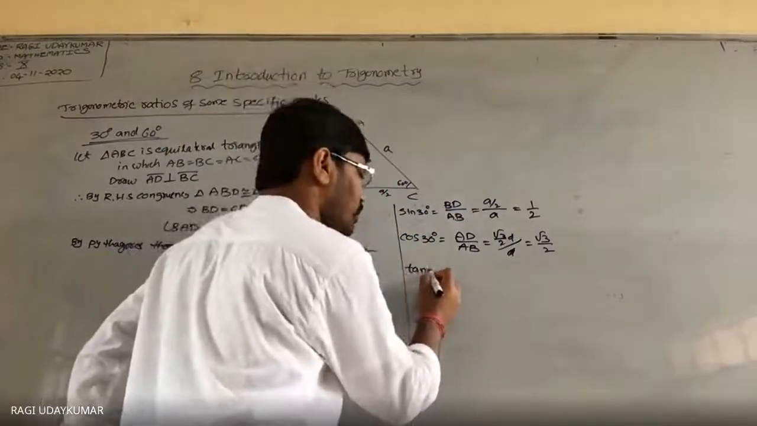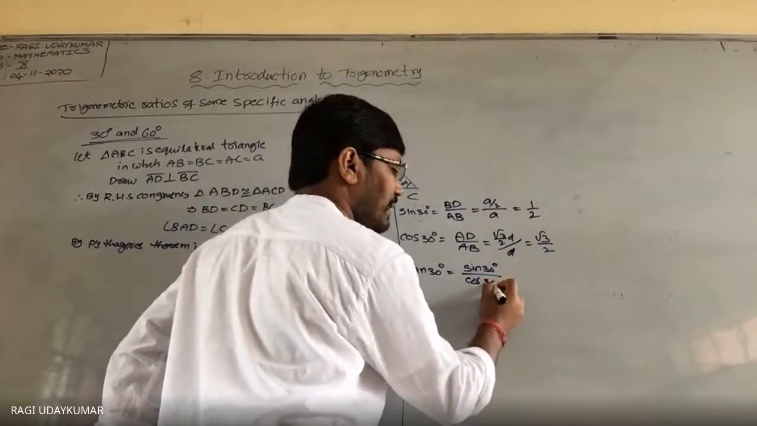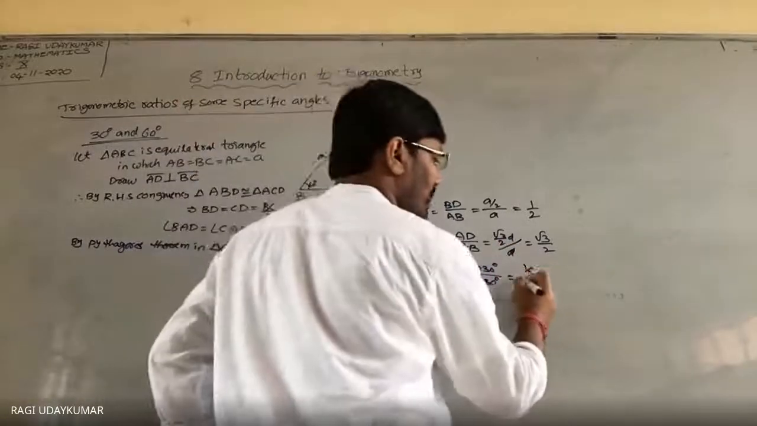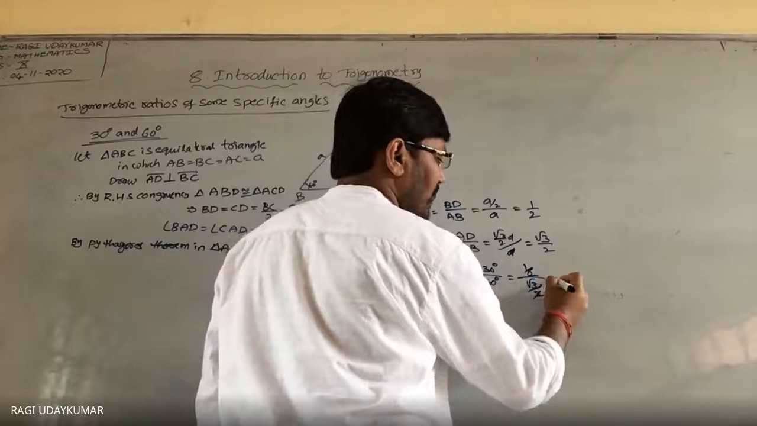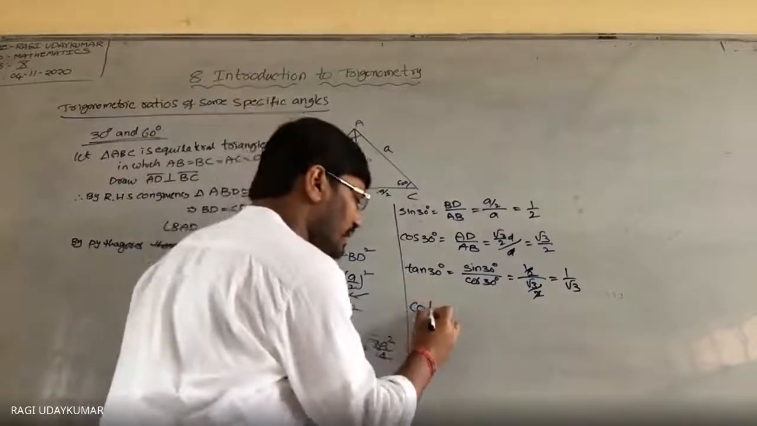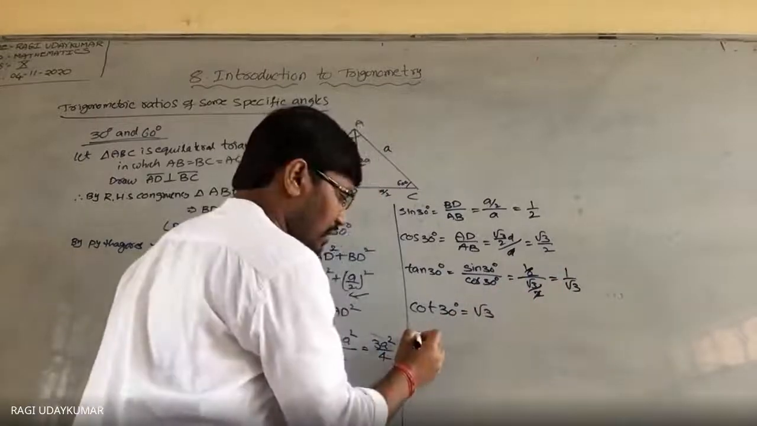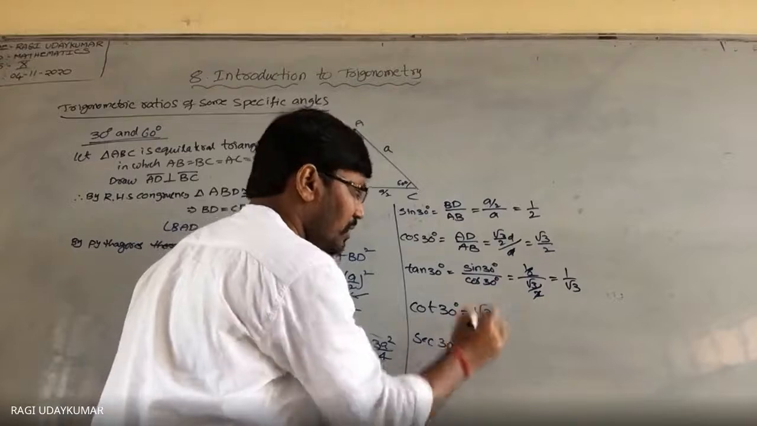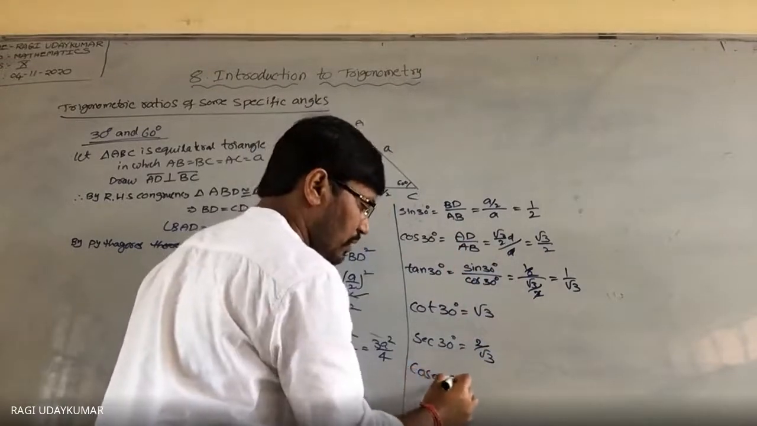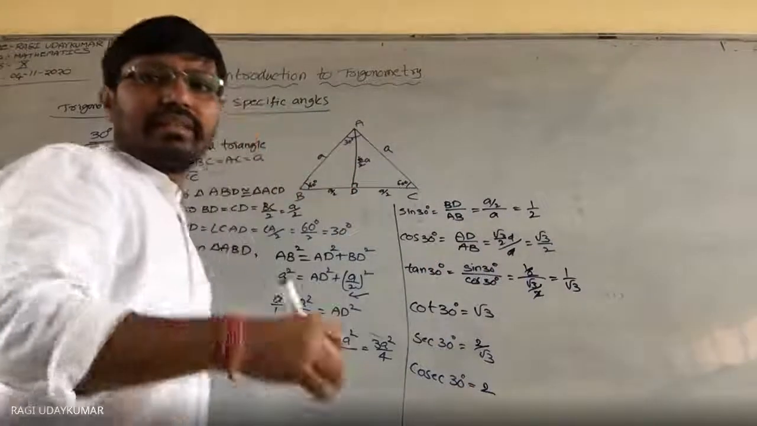Tan 30 is equal to sin 30 degrees by cos 30 degrees. Sin 30 degrees is 1 by 2, so 1 by 2 by root 3 by 2. The 2 will get cancelled and we are going to get the value 1 by root 3. And cot 30 degrees, whenever you consider it, is the reciprocal. I am writing directly root 3. And secant 30 degrees is the reciprocal of cos, so 2 by root 3. Cosec 30 degrees is equal to the reciprocal of sin 30 degrees, which is 2. These are the 30 degrees angles.